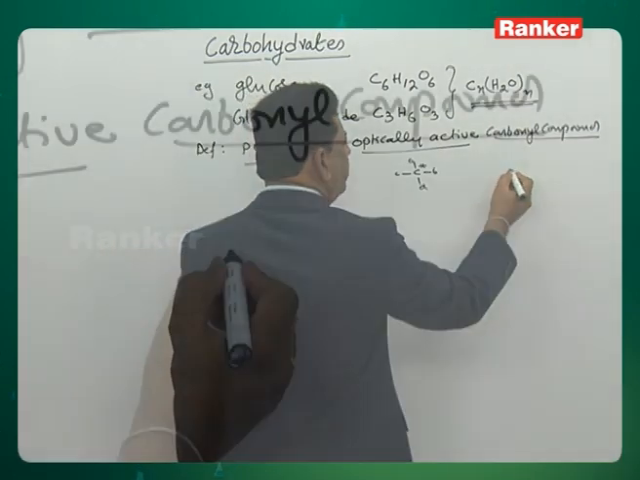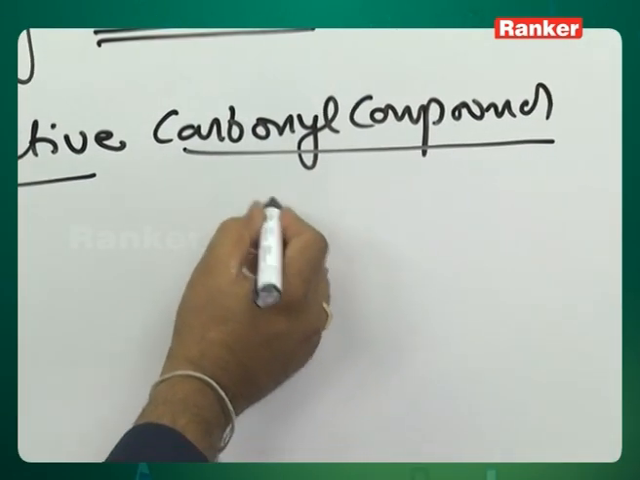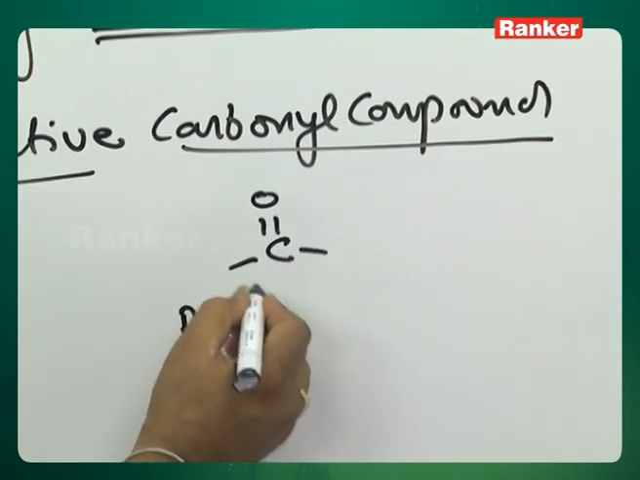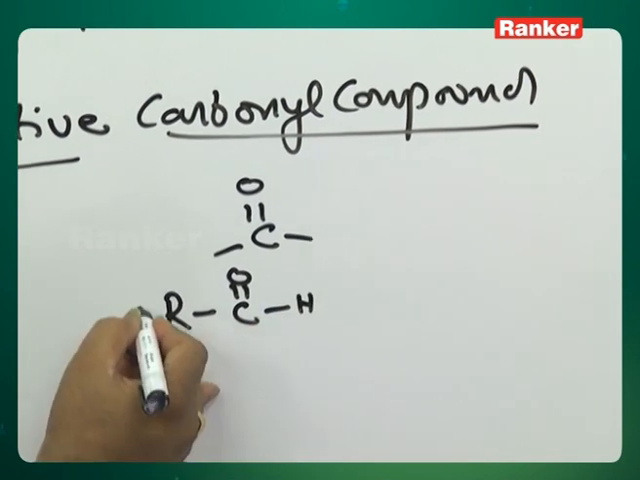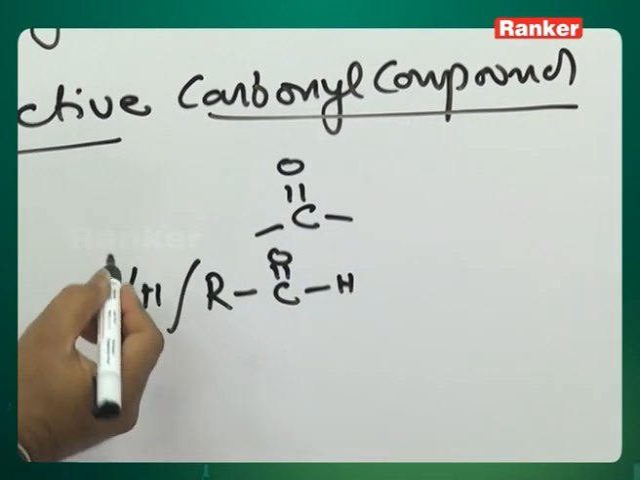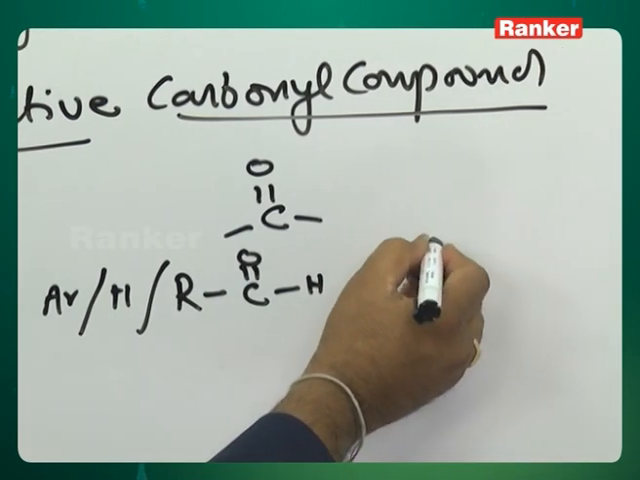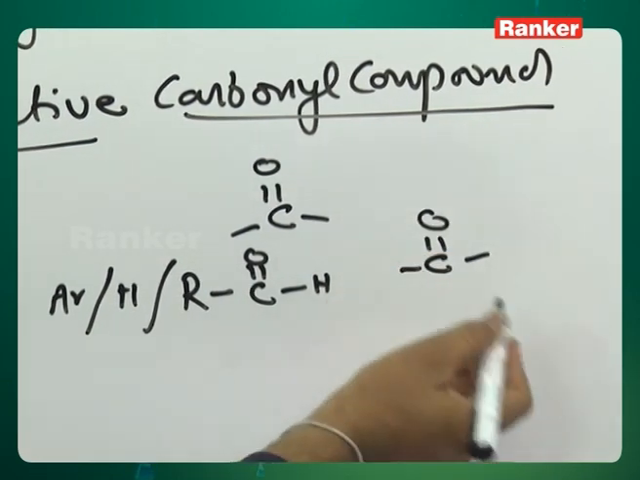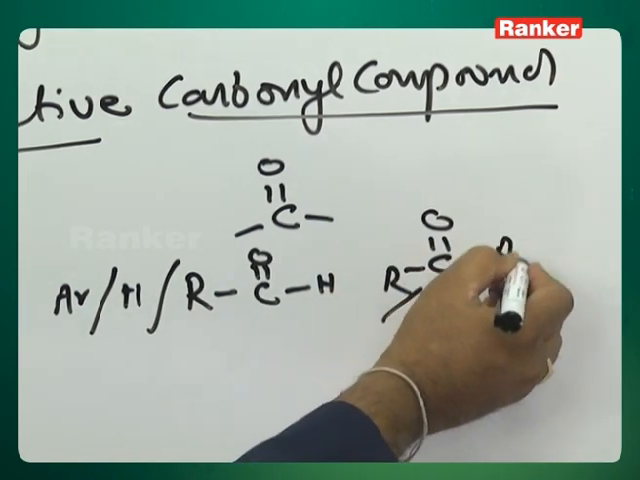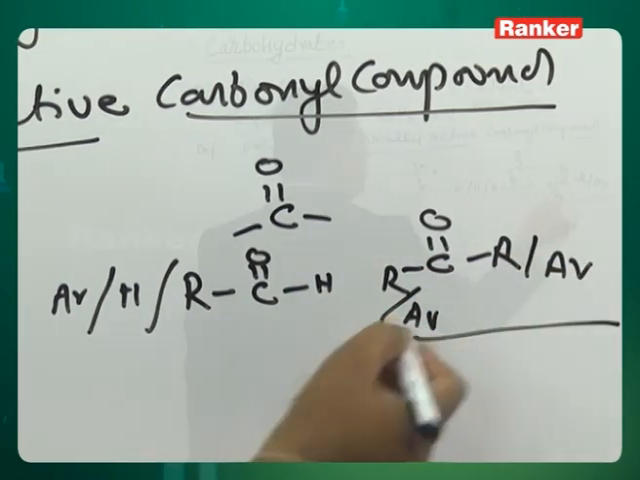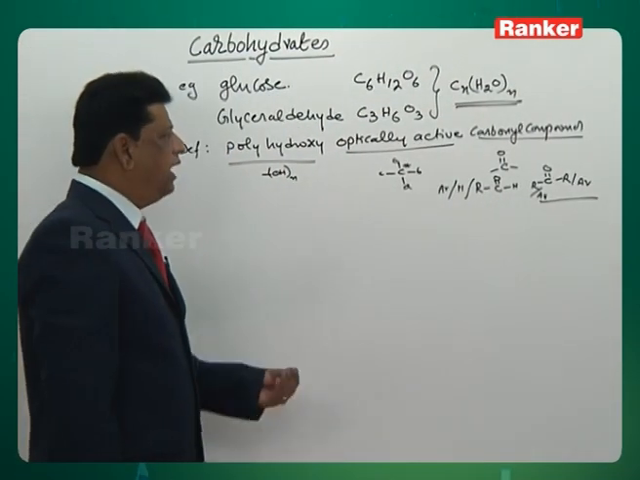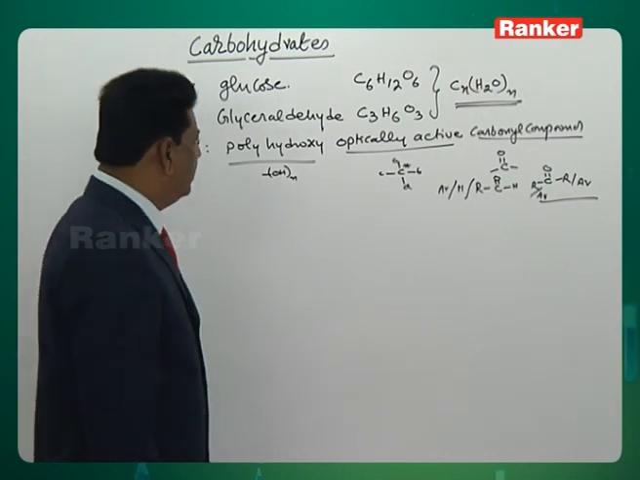A carbonyl compound means it can be an aldehyde function or a ketone. Aldehydes means on one side you have hydrogen, and on the other side an alkyl or a hydrogen or any aromatic group. Or it can be a ketone. A ketone will not have a hydrogen, either alkyl or aromatic, or alkyl or aromatic. These are the ketones. Obviously here there is no aromatic system, so all are aliphatic carbonyl compounds.